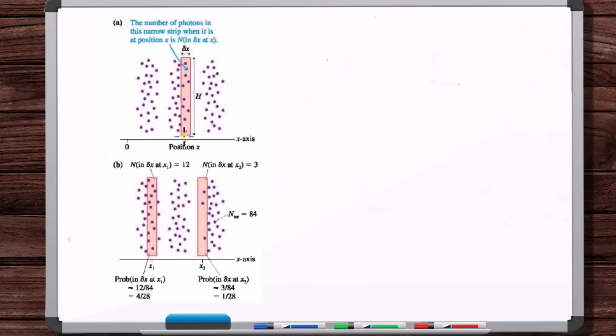So if you make this strip narrow enough, then the intensity is going to be constant all throughout the strip. In other words, if you made it too large, the intensity here would be one value, but the intensity here would be different. But since the intensity is constant as a function of H, if you make the strip narrow enough, the intensity in the entire strip is constant. They're calling the width of the strip delta x.